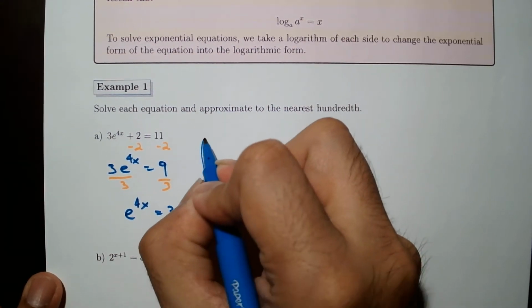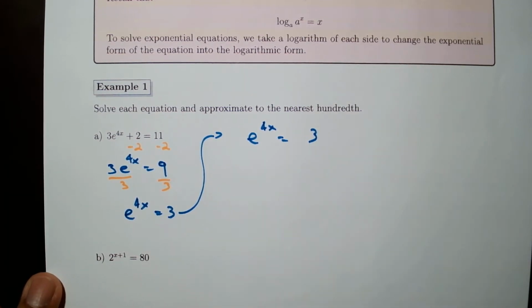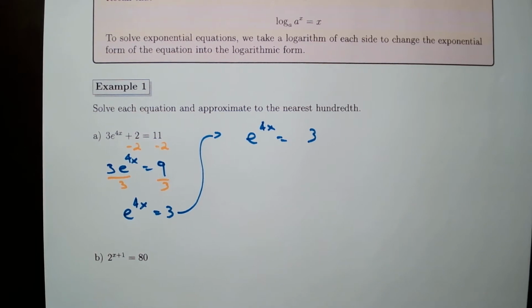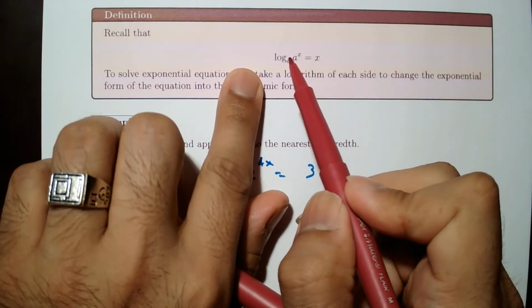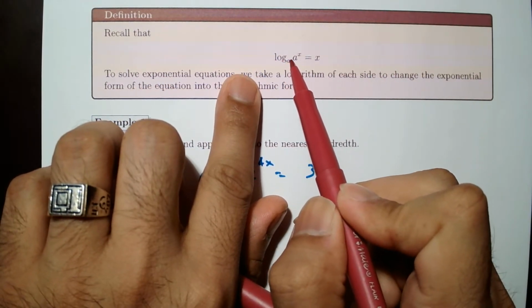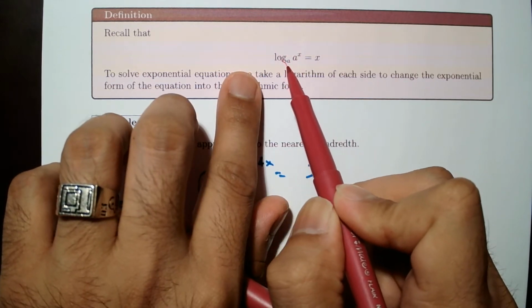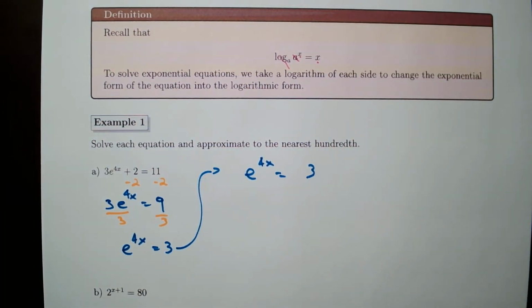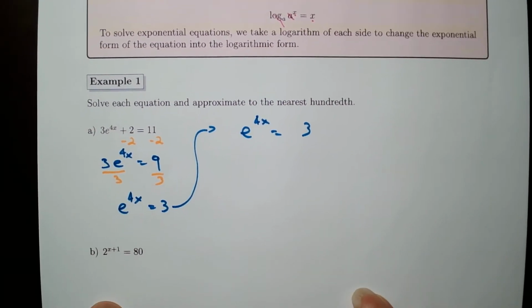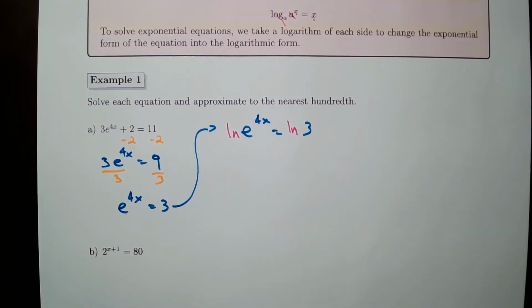All right. So now, let me write this again. e to the 4x equals, I'm going to leave some space. In this case, we are going to use the property that we need to recall here. So when we take the log on the base of the same as the base of the exponential, these two cancel, and we are left only with x, as we can see here. So in this case, I have the exponential base e.